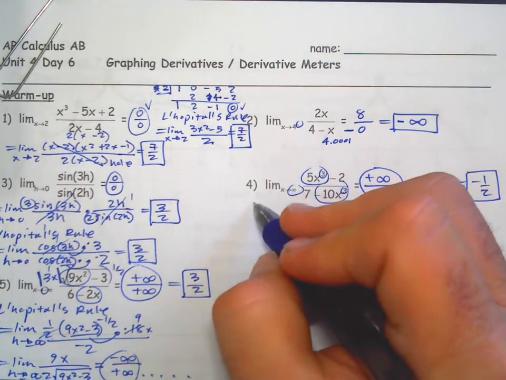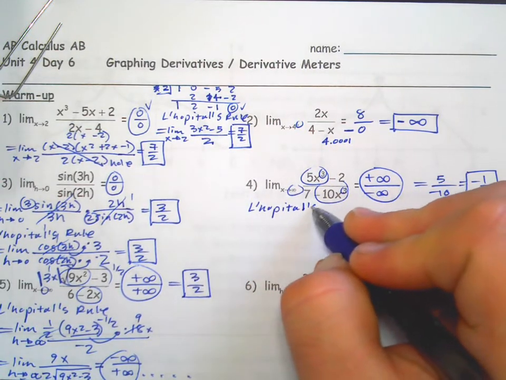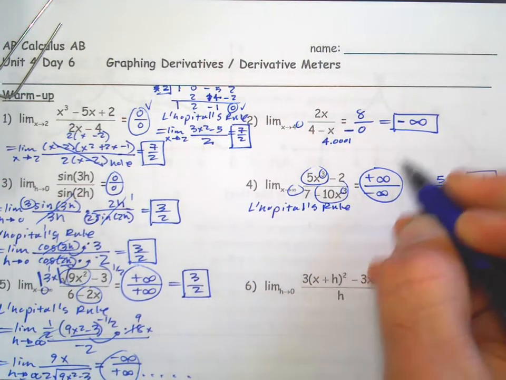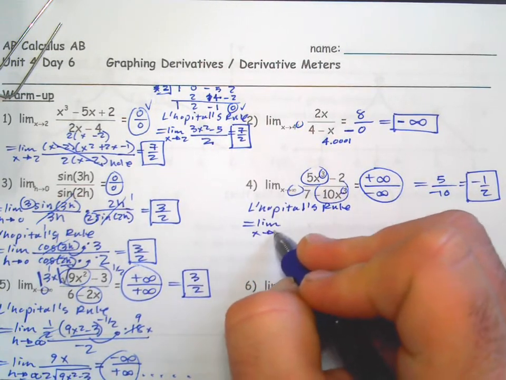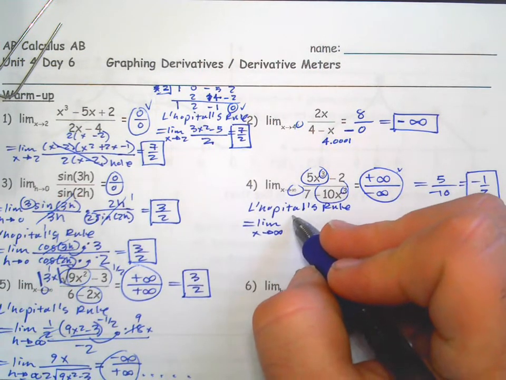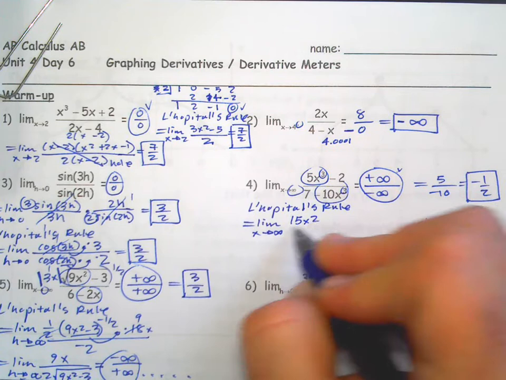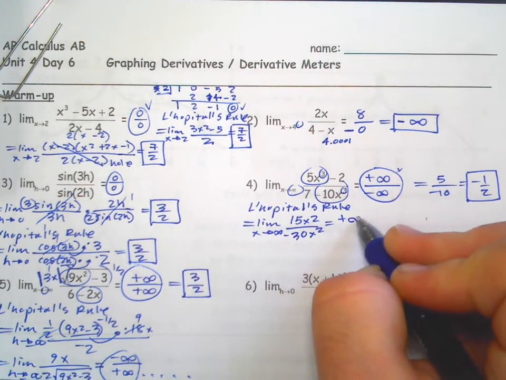Now, we could do L'Hopital's rule. It's going to be annoying. It's going to take several steps. It should look like it's gradually getting closer to something that's determinable. This is an indeterminate form, which we're allowed to use L'Hopital's rule on. It would be 15x squared over negative 30x squared, which would give you positive infinity over negative infinity.